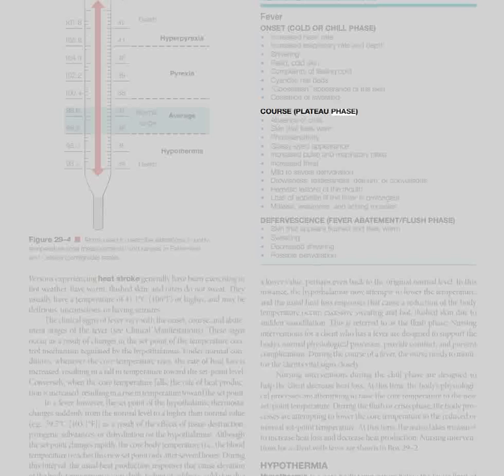Course, plateau phase: absence of chills, skin that feels warm, photosensitivity, glassy-eyed appearance, increased pulse and respiratory rates, increased thirst, mild to severe dehydration, drowsiness, restlessness, delirium, or convulsions, herpetic lesions of the mouth, loss of appetite, and, if the fever is prolonged, malaise, weakness, and aching muscles. Defervescence, fever abatement, flush phase: skin that appears flushed and feels warm, sweating, decreased shivering, possible dehydration.